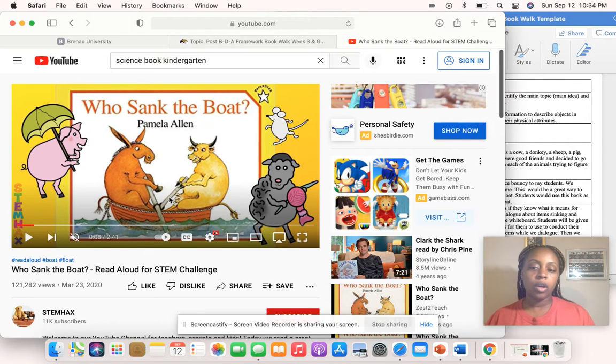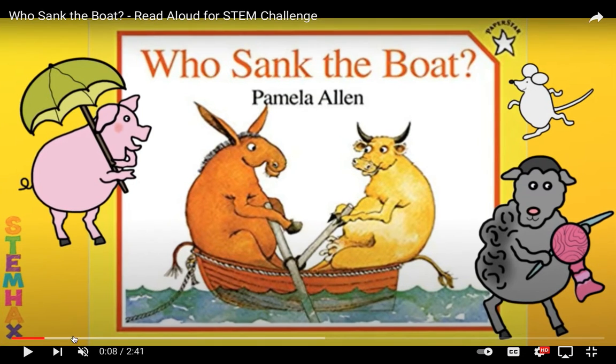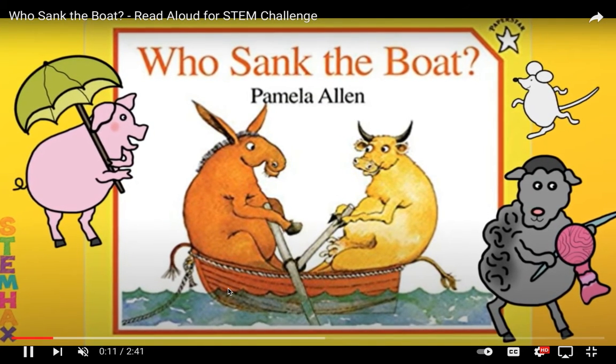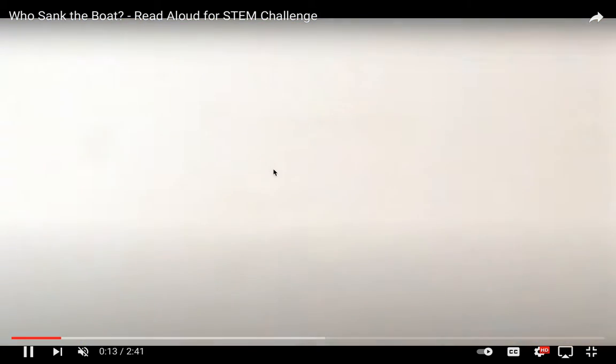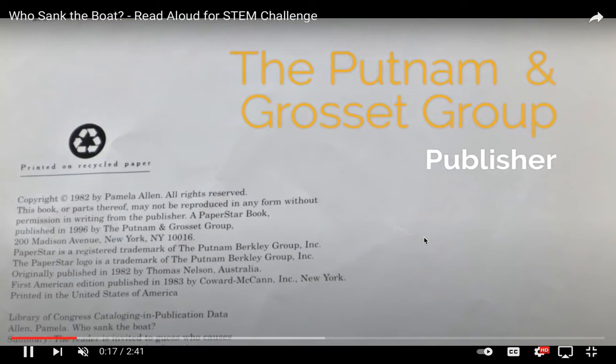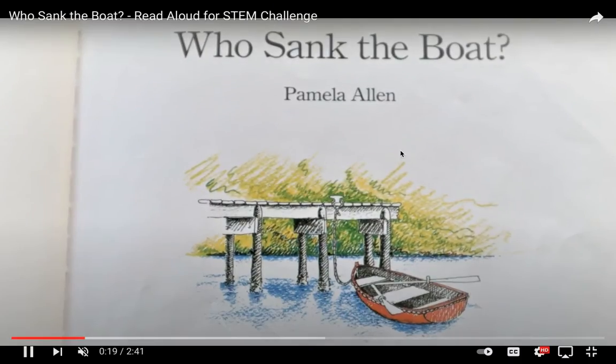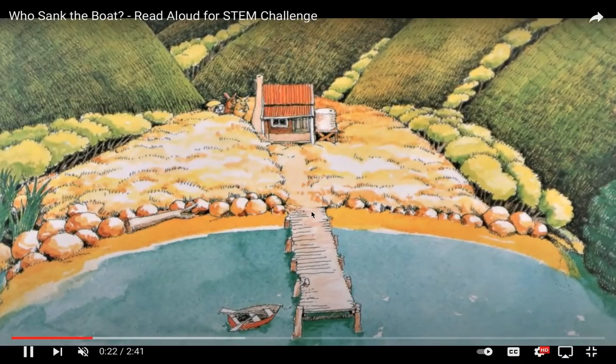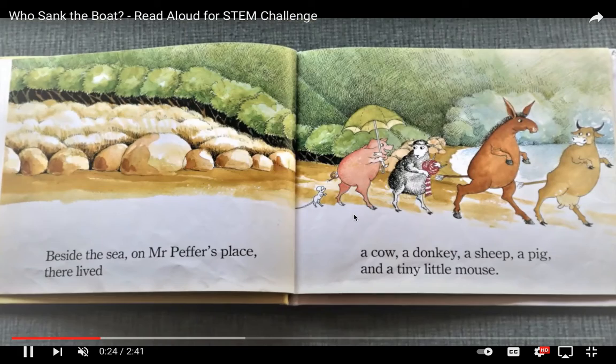So the book that I chose is Who Sank the Boat by Pamela Allen. So I would use this book to show my students about buoyancy and sinking and floating. So this is just a really fun book that kind of just goes through.